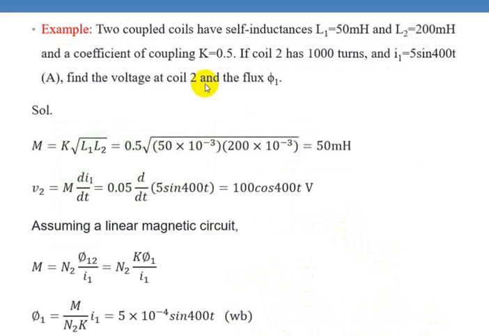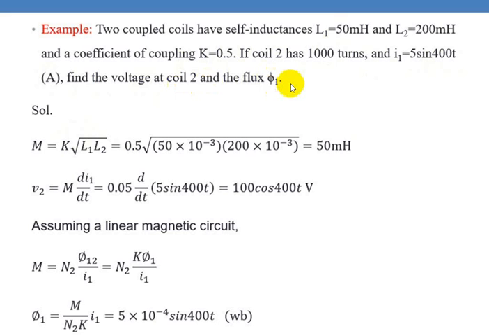Next problem. Two coupled coils have self-inductances L1 equal to 50 millihenry and L2 equal to 200 millihenry, and a coefficient of coupling K equal to 0.5. If coil 2 has 1000 turns and I1 is 5 sin 400t ampere, find the voltage at coil 2 and flux.